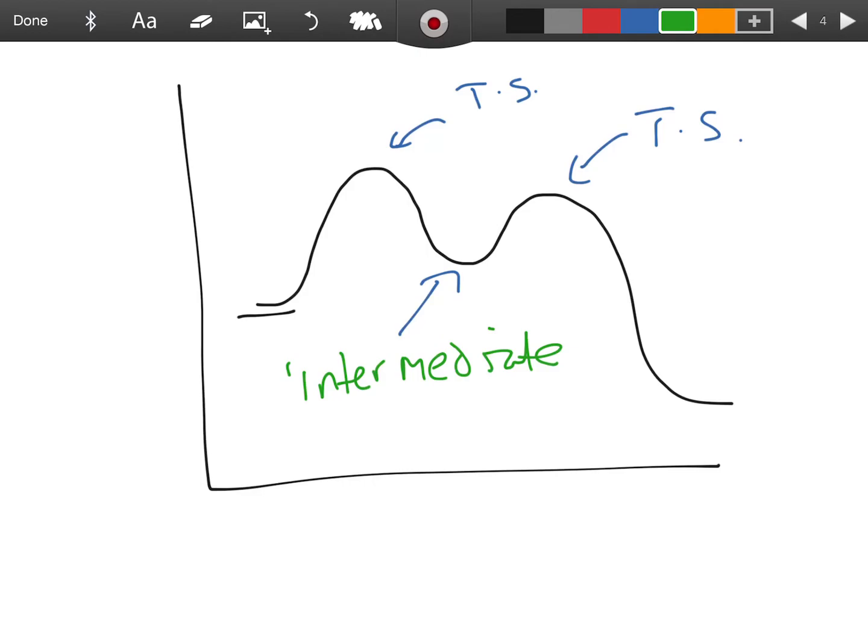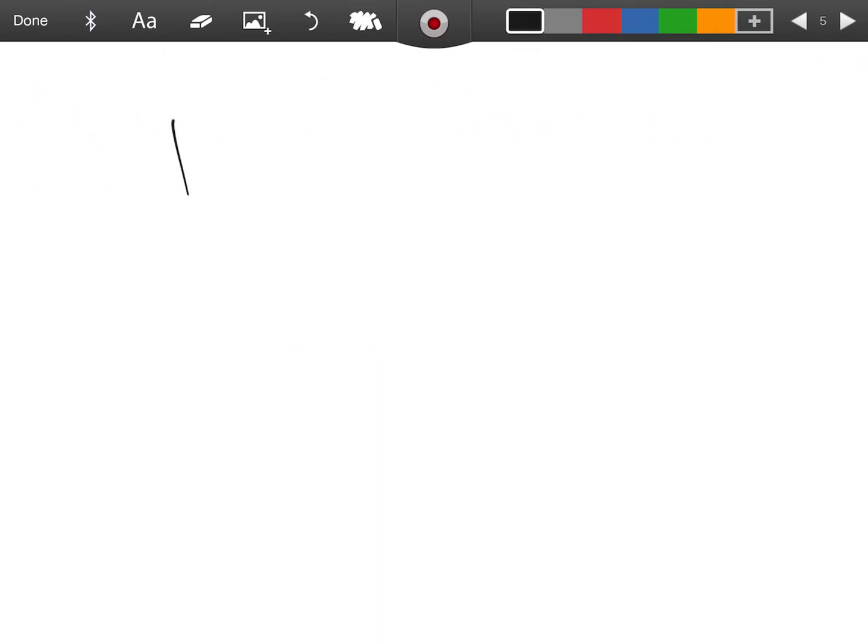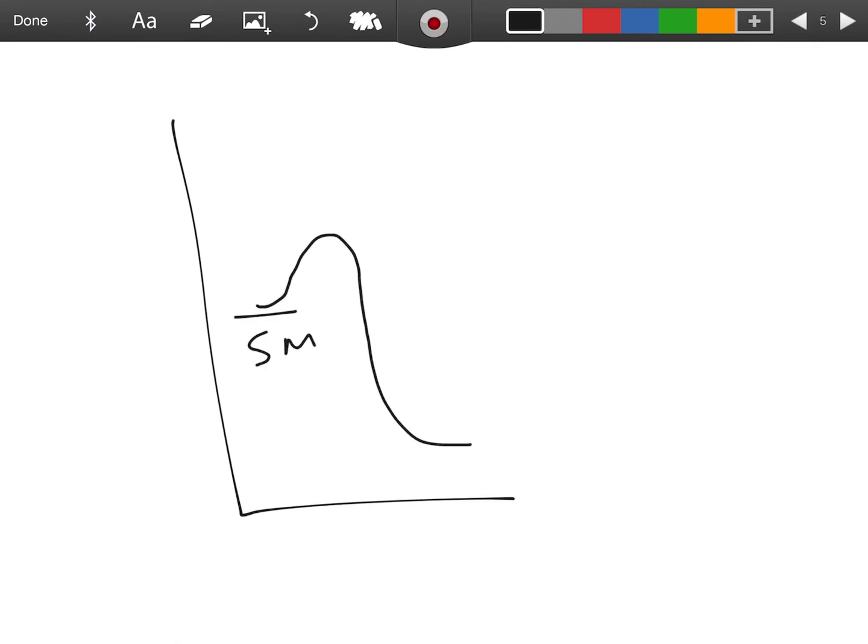So you have early transition states where the reactant is close in energy to the transition state. So we can say that the transition state looks more like the reactants. We can use interactions that we see in the reactants to model the transition state. An example of this, I'll do the exaggerated version. Here's your starting material. This is an early transition state.